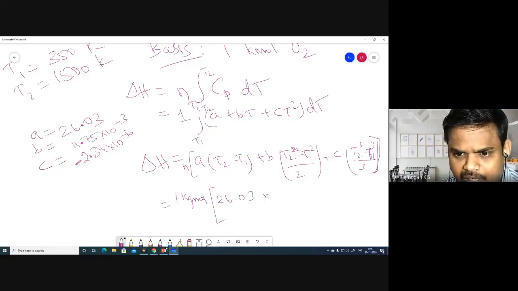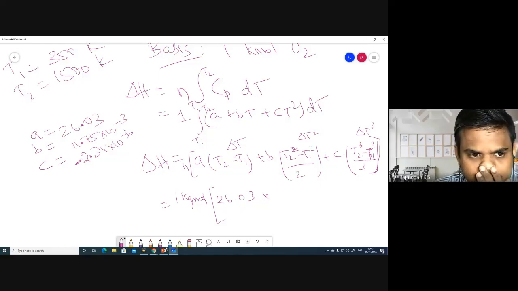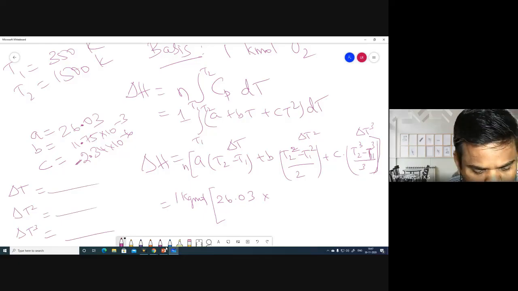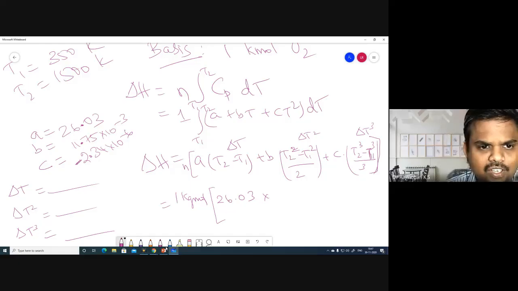You can determine the values if it is delta T, if it is delta T square and if it is delta T cube. You can determine the values of delta T, delta T square, delta T cube. So it is easy for us to substitute if you are performing in this fashion. Otherwise you can simply substitute directly also to get the answer. But if you want to verify it, it's better we write that one.